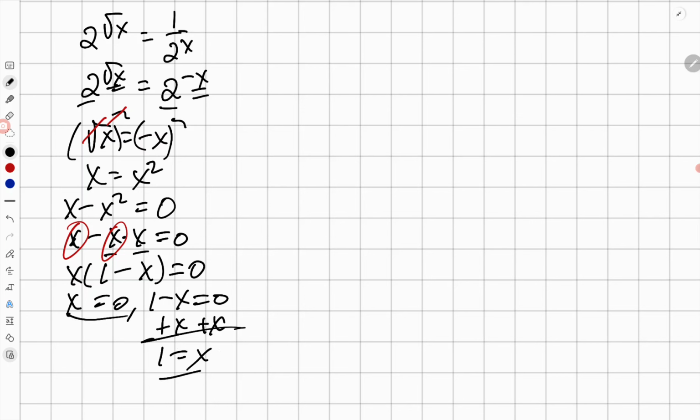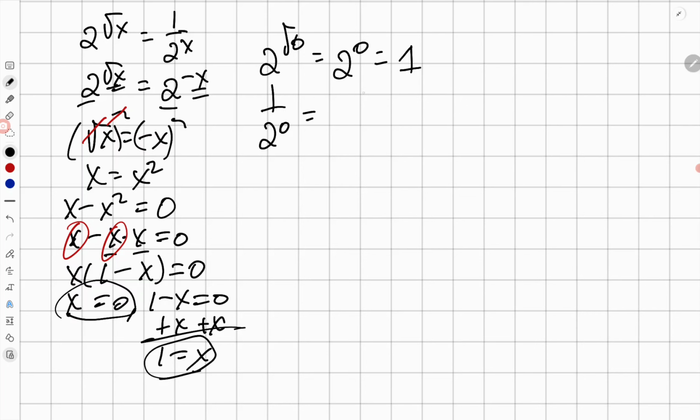Do both of these work? You have to be really careful. So let's check. I'm going to do 2 to the root 0. Well, root 0 is 0, so 2 to the 0 is 1. Let's do 1 over 2 to the 0, the right side. That's 1 over 2 to the 0, which is 1, which is still 1. So in this case, these two match.